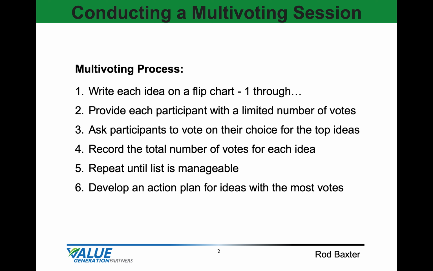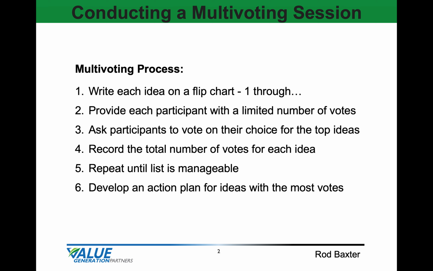So first, we're going to assemble a team prepared to conduct multi-voting, and this may be on an existing list of ideas or a new brainstorming list from the group of participants. We'll write each idea on a flip chart or a dry erase board, and we'll assign consecutive numbers starting with 1 through the entire list of ideas. We'll provide each participant with a limited number of votes. These could be colored dot stickers, they could use dry erase markers, whatever works for the voting process. And usually we use 1/3 of the total number of ideas on the list.